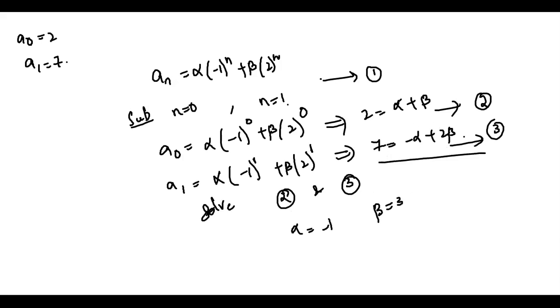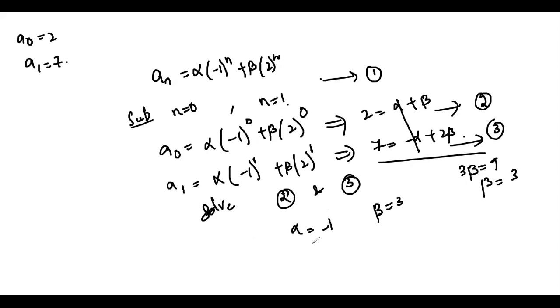Let's solve it. So over here, alpha and minus alpha will get cancelled. 3 beta is equal to 9, so beta will be equal to 3. Okay, and we can substitute over in this equation and we will get alpha is equal to minus 1.